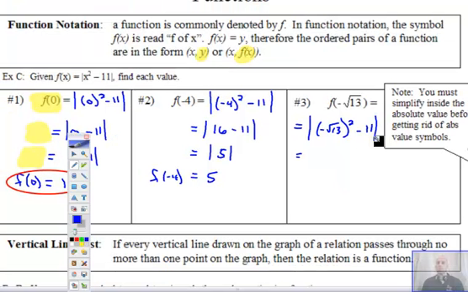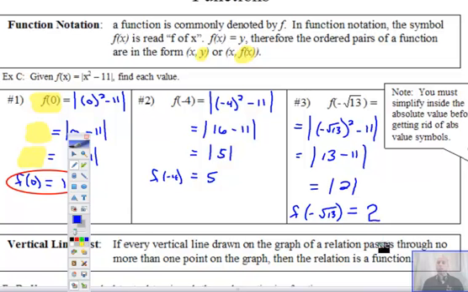Also, the square root of 13 squared. Squared and square root are inverse operations. They cancel each other out. Therefore, this is going to be a positive 13 minus 11. Once again, a negative times a negative, because you're squaring it, gives you a positive. Square root and a squared, they're opposites. They cancel, so you're left with 13. 13 minus 11, we get 2, which gives us f of negative square root of 13 equals positive 2.